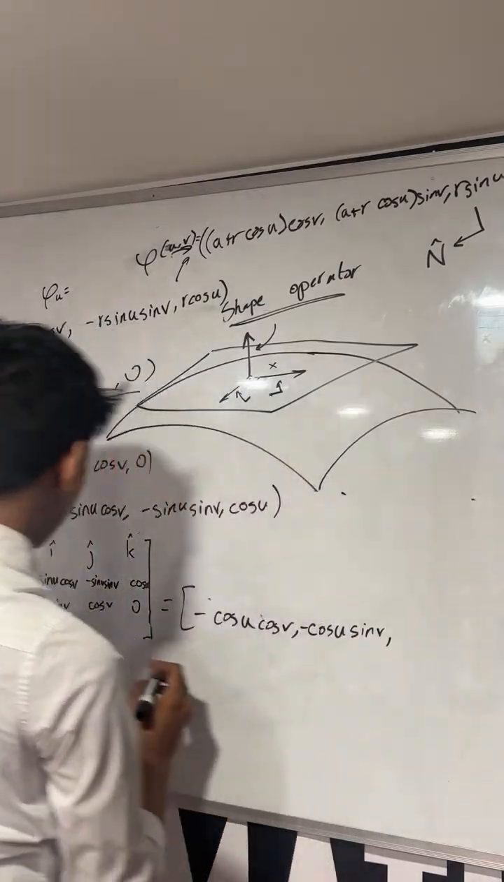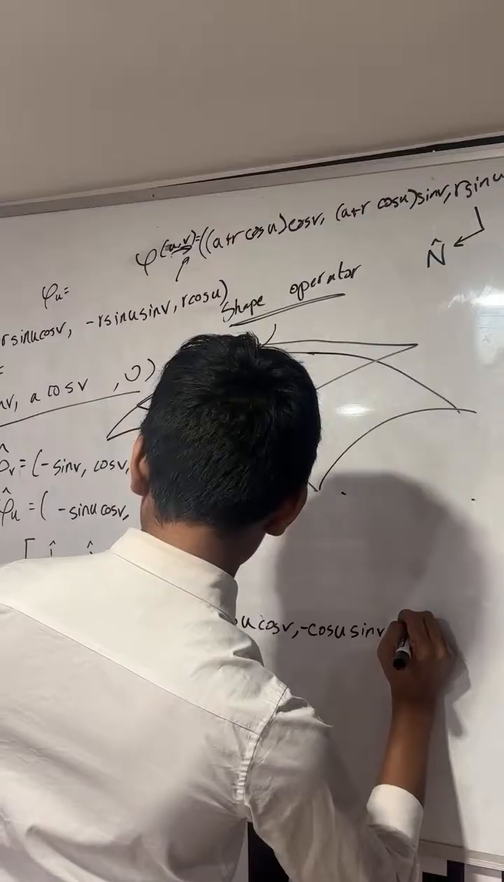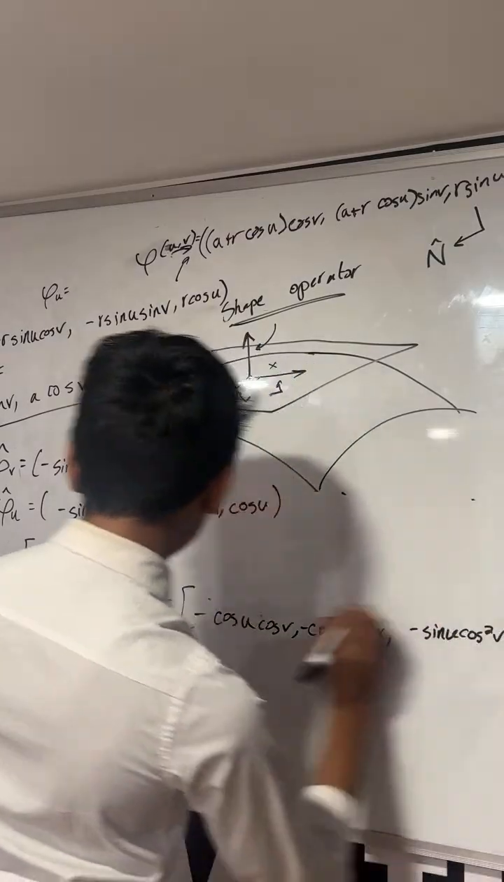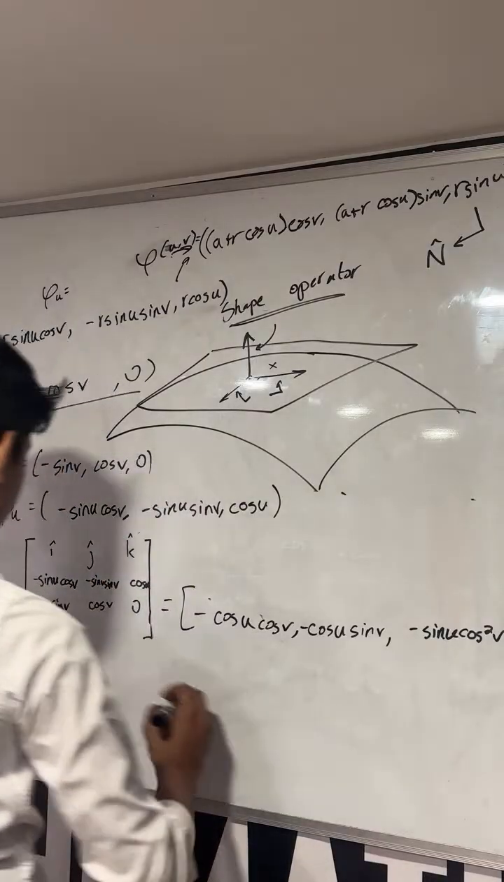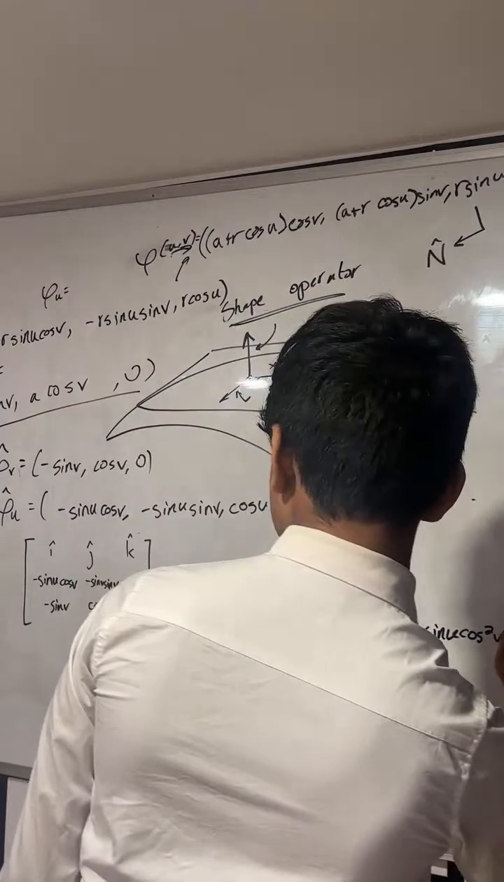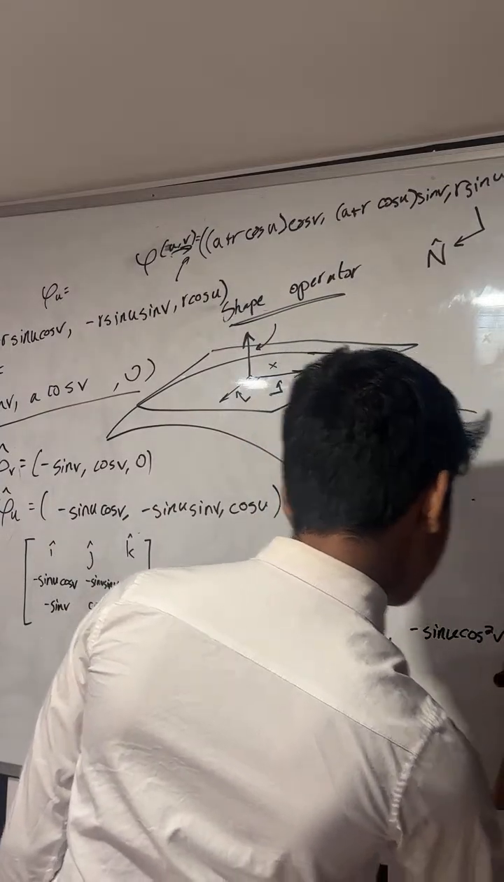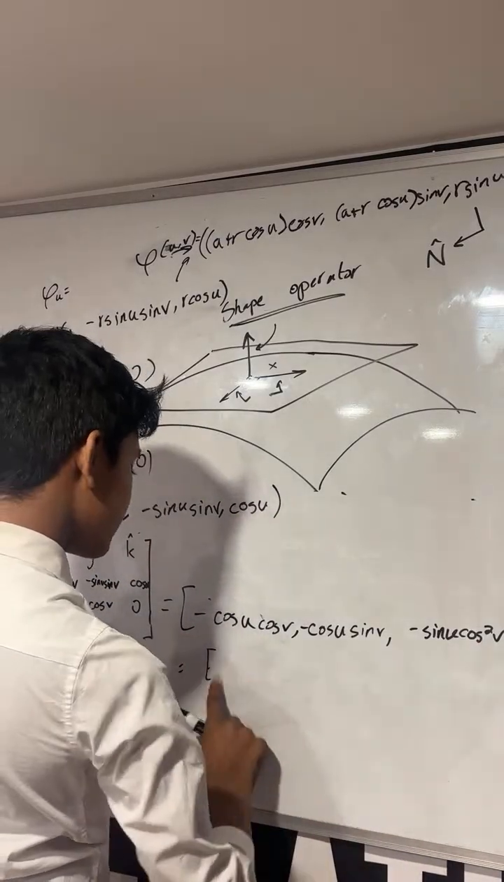Okay. Now this gives you minus sine u cosine squared v, and if you go the other direction, it gives you minus sine u sine squared v. So we can reduce this messy looking thing to just minus sine u.